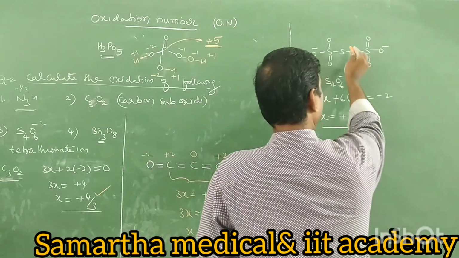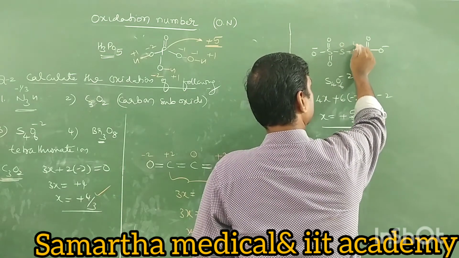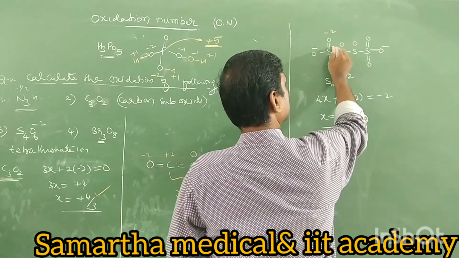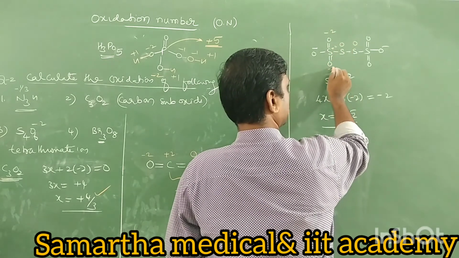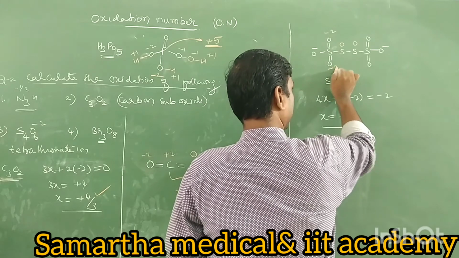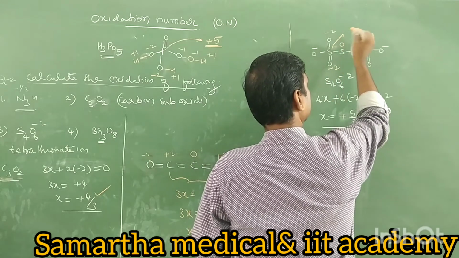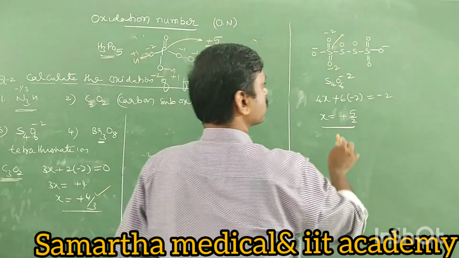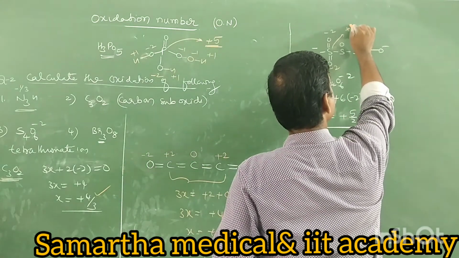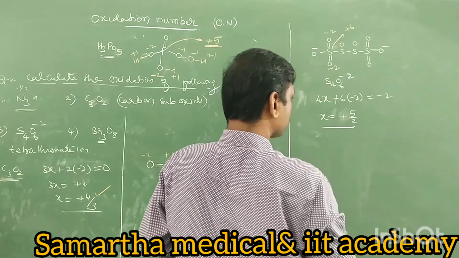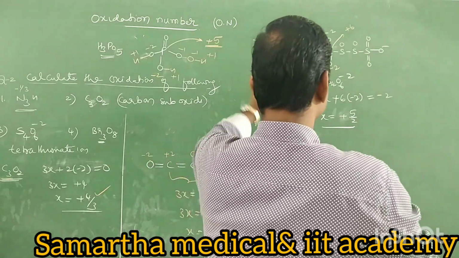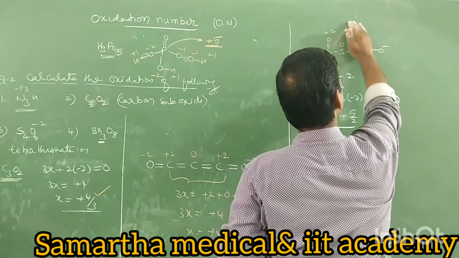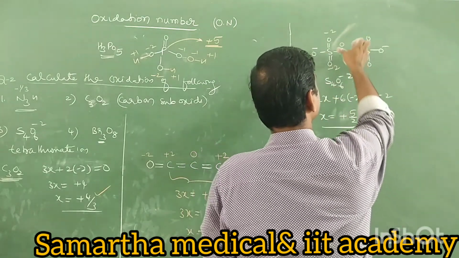Again, the diagram. Oxygens and the two end sulfurs. Is it plus 2? Not plus 2, it is plus 6. Yes, but plus 5 will come, sir. Plus 5. How will you get plus 5?